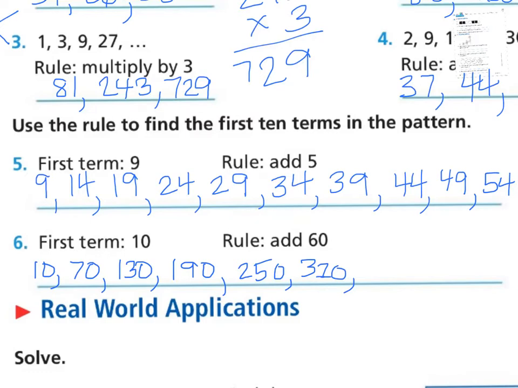310 plus 60 is 370. 370 plus 60 is 430. 430 plus 60 is 490. Am I at 10 terms yet? 1, 2, 3, 4, 5, 6, 7, 8, 9. I need one more. That would be 550. So as you can see, the sequencing just continues along as you're doing it.